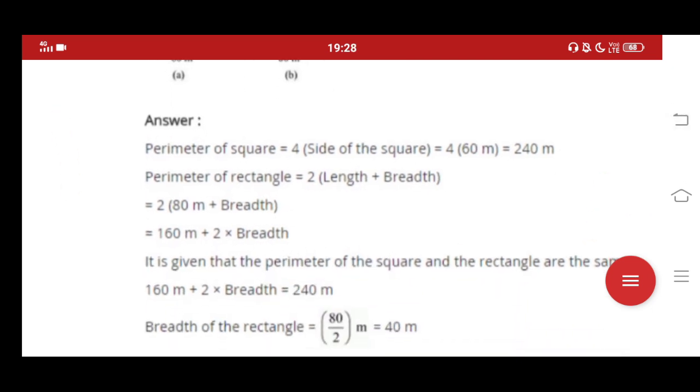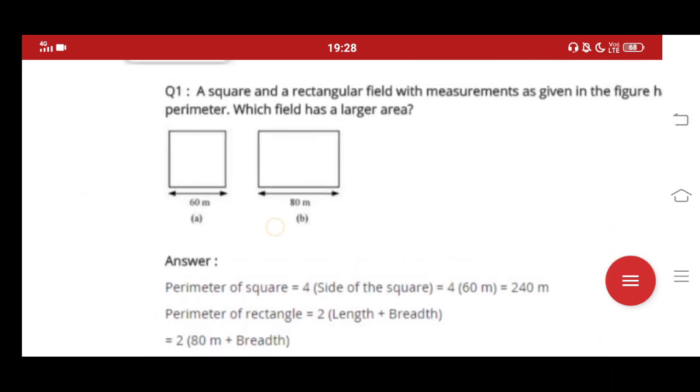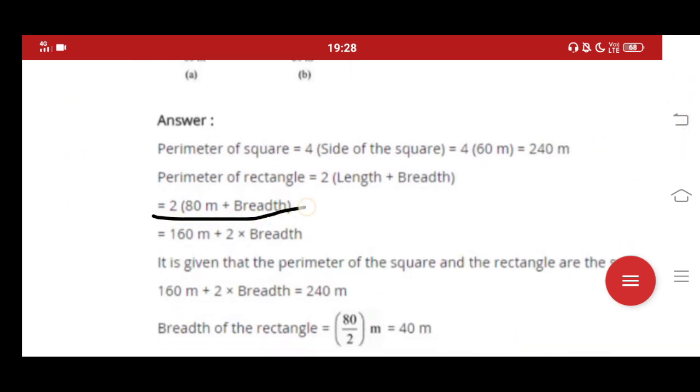Now next, perimeter of rectangle, that is 2 into (length plus breadth). But here you can see only length is given, breadth is missing. So whatever value is given, we will put that value in the formula. 2 into (length plus breadth). Breadth is not given, so we have written breadth as it is. After that, when we multiply 2 inside the bracket, 2 multiplied by 80 is 160, and 2 multiplied by breadth is 2 into breadth.